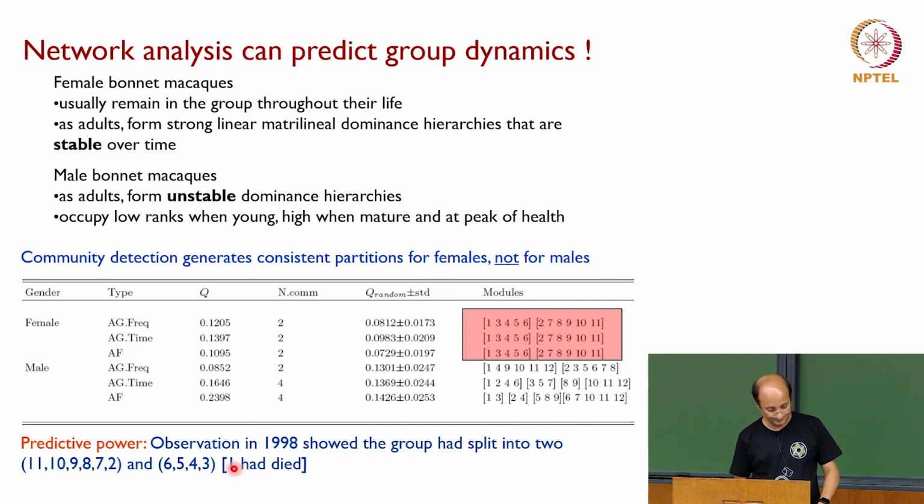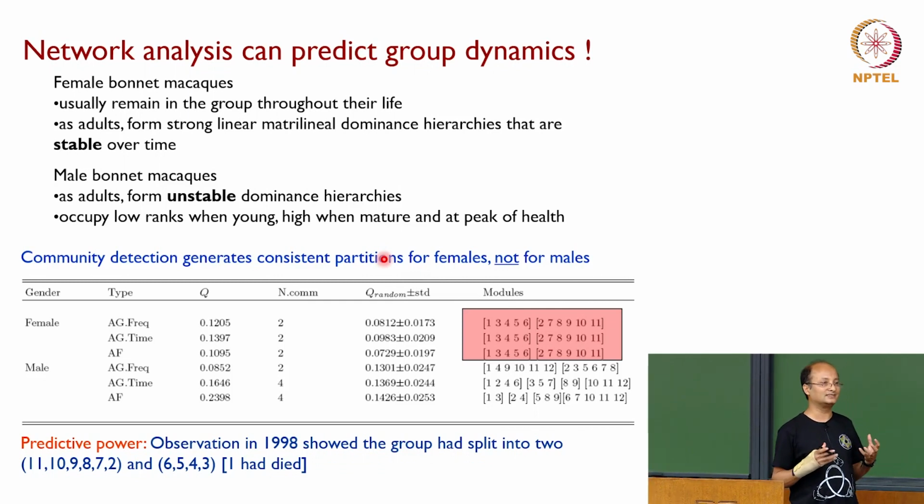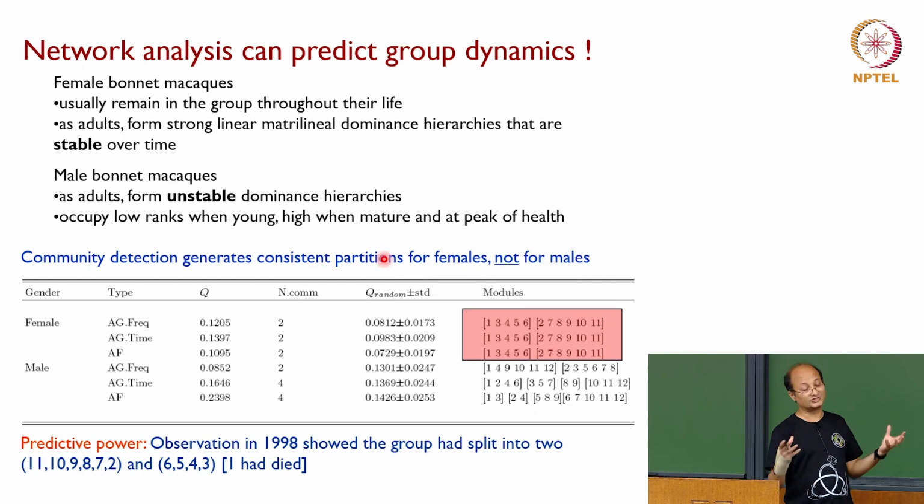In the meantime, between 97 and 98, this least ranked individual 1 had died. And so the group split into 2 groups. The group 11, 10, 9, 8, 7, 2 went their own separate way, and 6, 5, 4, 3 went their own separate way. So in some sense, 1 was the cement that had bonded these 2 modules together into one cohesive group. The moment 1 died, they split apart.